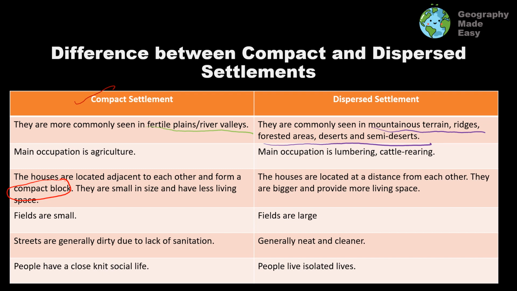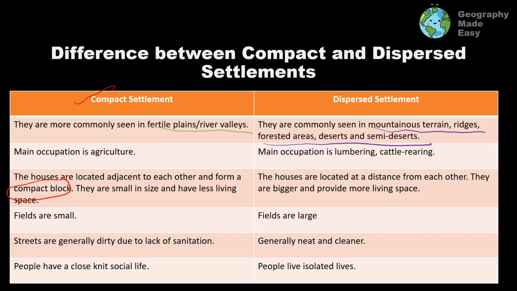And in the case of dispersed settlements, the houses are located at a distance from each other. They are bigger and provide more living space. So usually the size of the houses is larger. They have more rooms. They are spacious, and they give more living space to the occupants than compact settlements.